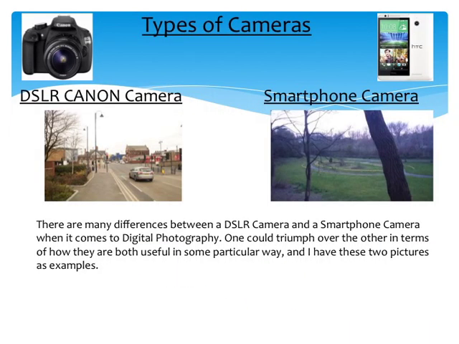The types of camera that we have here are DSLR, Canon cameras, and well, any DSLR camera in general, and smartphone cameras. There are many differences between a DSLR camera and a smartphone camera when it comes to digital photography. One could triumph over the other in terms of how they are both useful in some particular way, and I have these two pictures as examples.